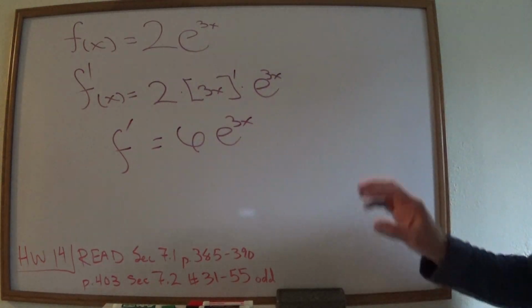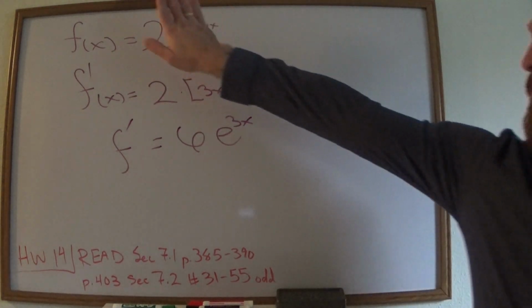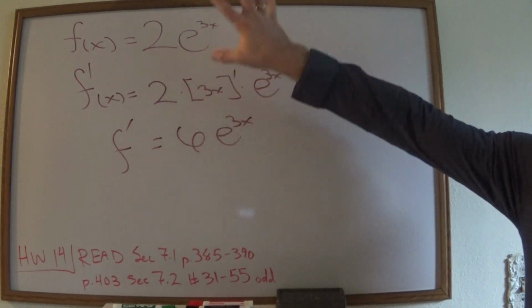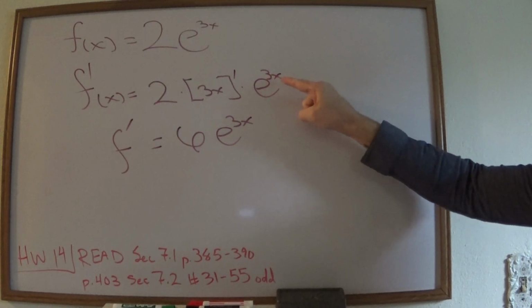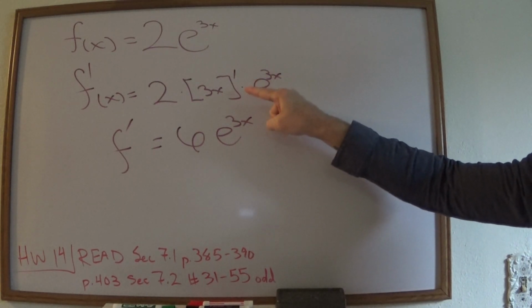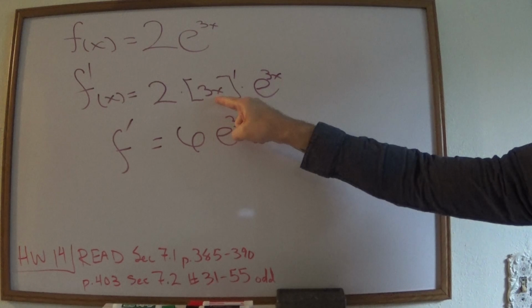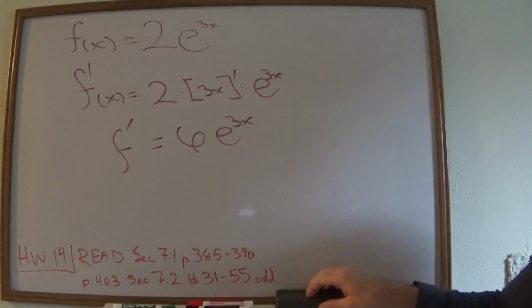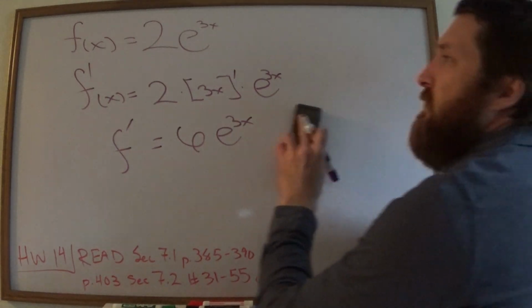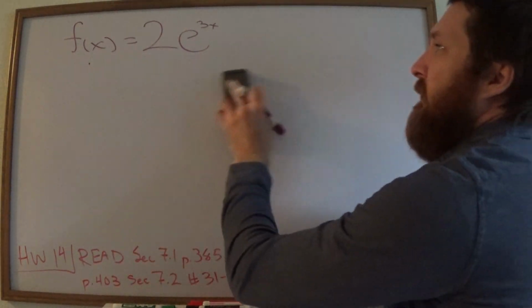And so, yeah, right, because constants just come along for the ride. We take the derivative of the outside stuff, leave the inside stuff alone, and multiply it by the derivative of the inside stuff, which happens to be 3. 3 times 2 is 6, and we're done. All right, let's do slightly more complicated here.